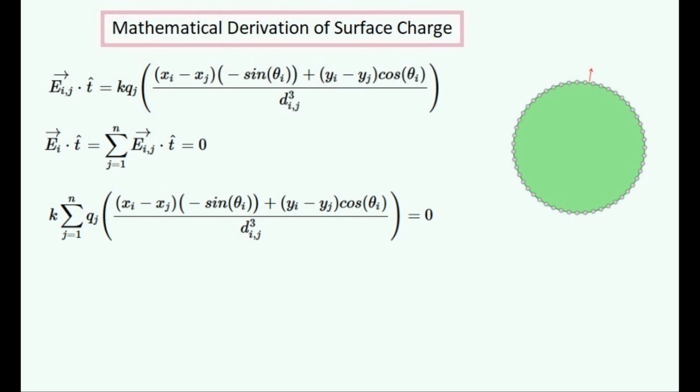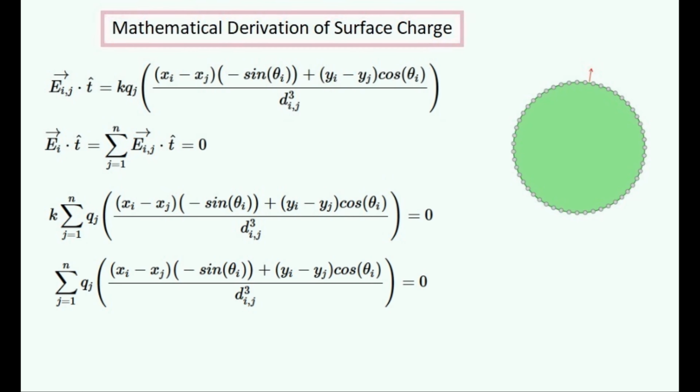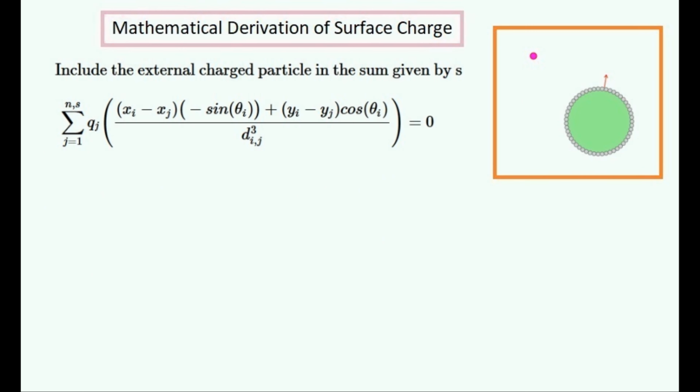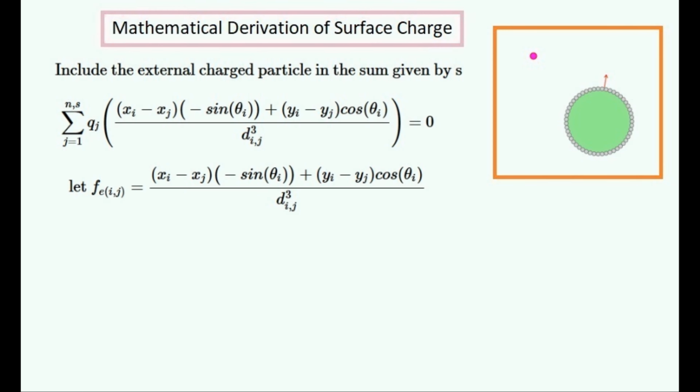And we can write it out like this, taking the constant k outside the sum. And we can divide both sides by k, thus eliminating it. And we have to include the external charge in this sum. And we include it in the sum by writing it up the top of the summation symbol. And we can set this function to be equal to this complicated mathematical expression to make the rest of these calculations easier to follow. And so we can write out this sum much more simply.